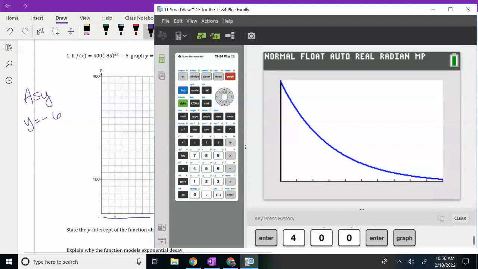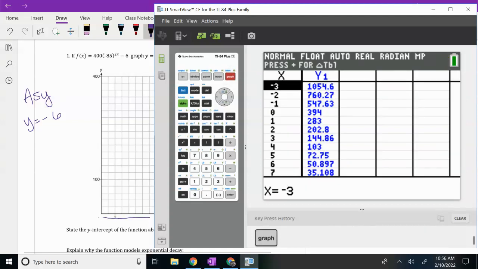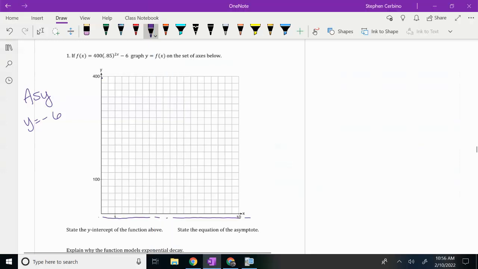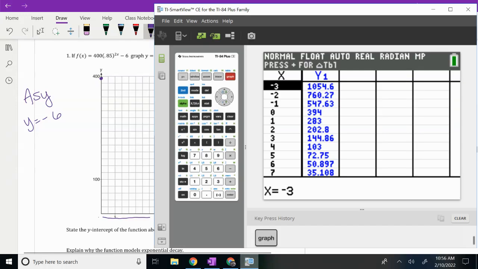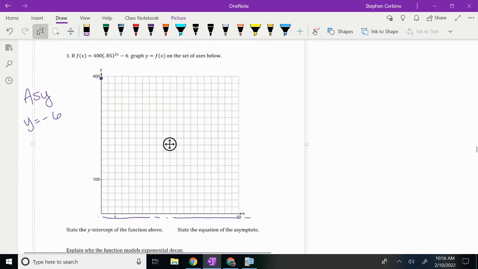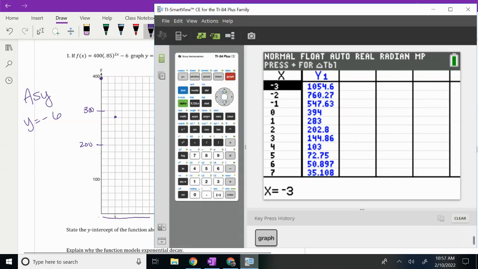And then we could start graphing. Go into our table. 394 is going to be really close to 400. 283, so this is 100. 1, 2, 3, 4, 5. This will be 200. 1, 2, 3, 4, 5. That would be 300. So 280-ish is somewhere around here. Again, you're just estimating these points.